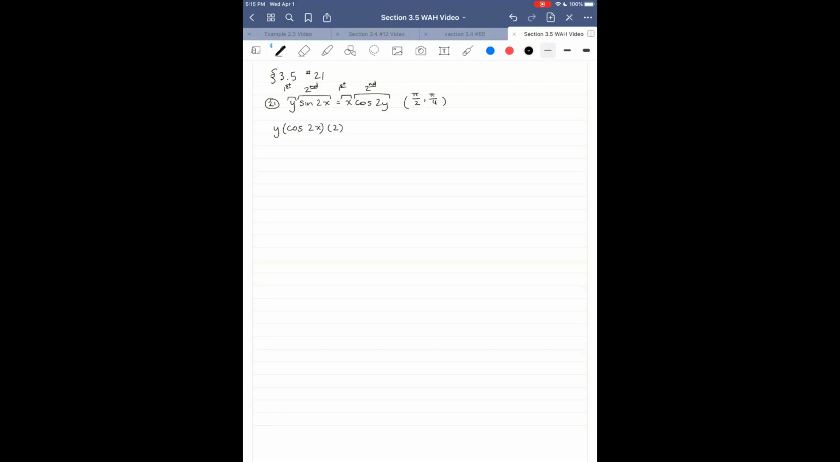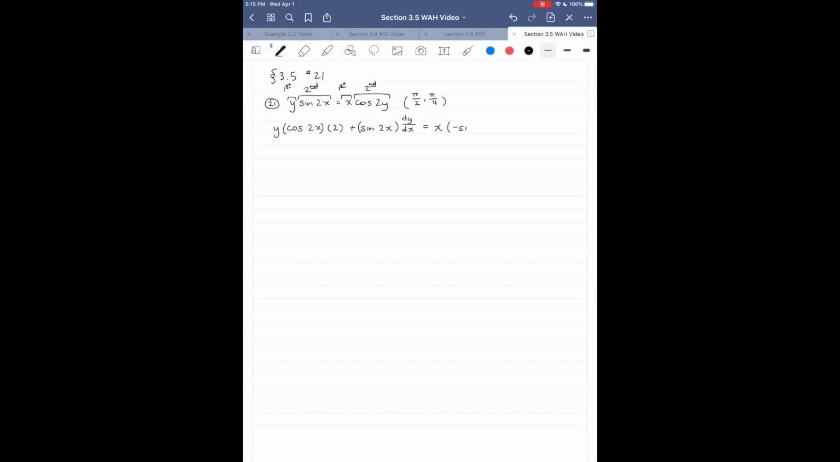And just to make sure you don't accidentally think that the 2 is being multiplied by the 2x, you could put the cos 2x in its own set of parentheses. So that's first times derivative of the second, plus the second, sine of 2x, times the derivative of the first. Now the derivative of y with respect to x is actually dy/dx. It's 1 times dy/dx.